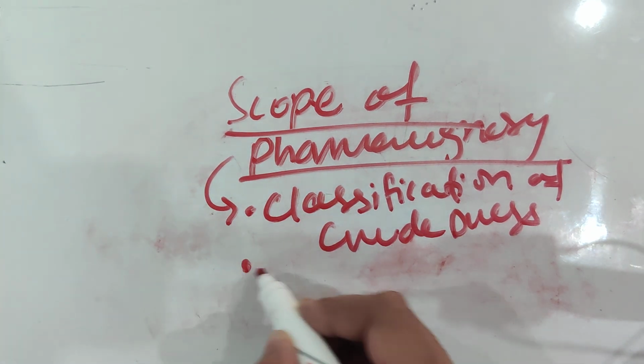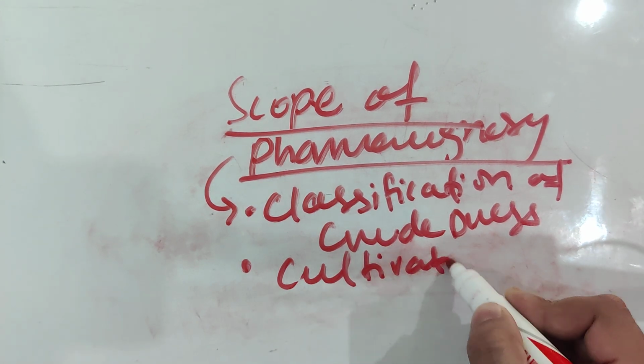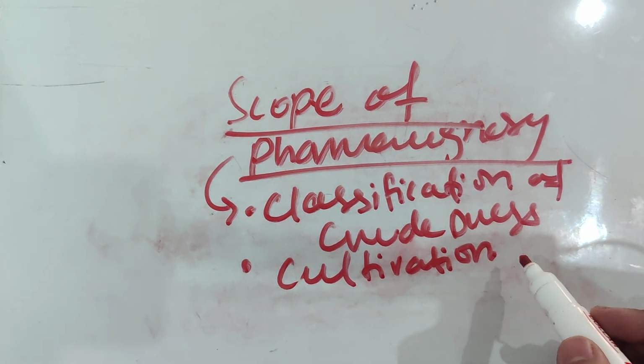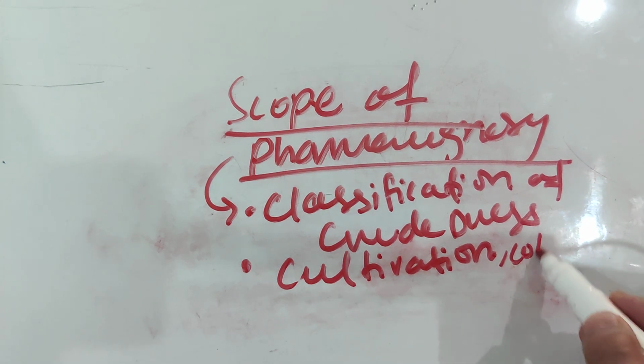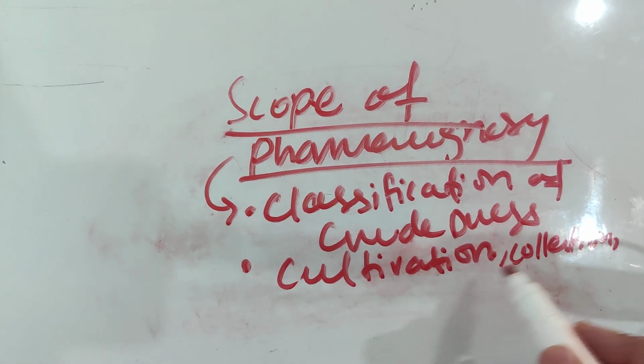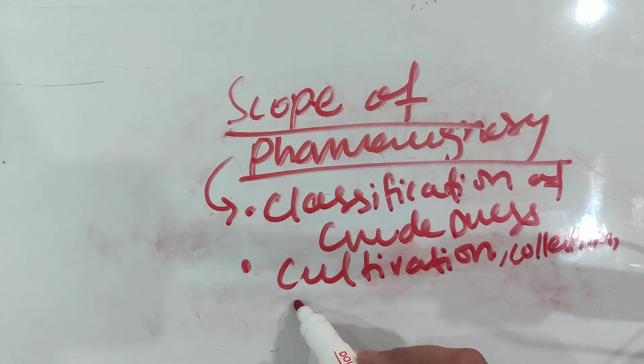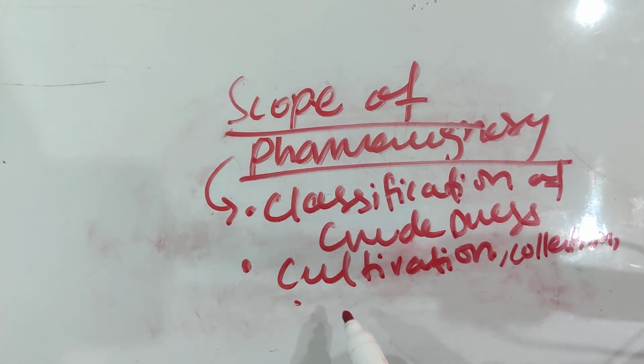Second point is cultivation, collection, drying, storage, preservation, packing, evaluation and adulteration of crude drugs. These all are studied in pharmacognosy. So this is the scope of pharmacognosy. Pharmacognosy has vast scope, but we will discuss some important points where the scope of pharmacognosy is major.